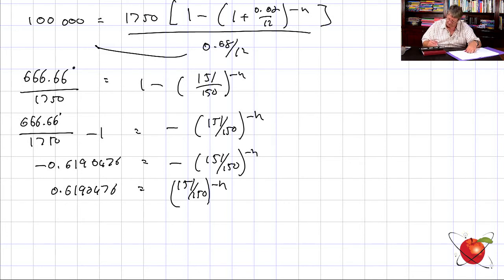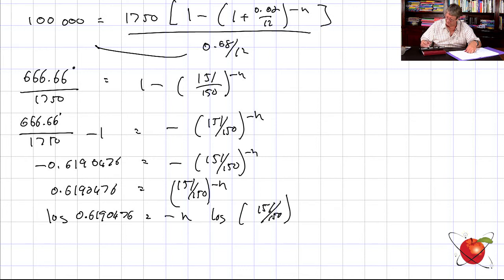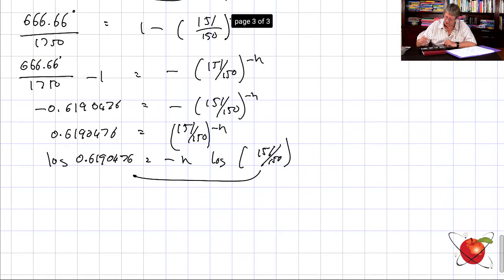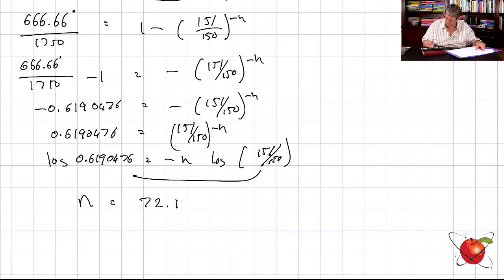Take logs on both sides. Therefore, the log of 0.6190476 is equal to minus n times the log of 151 over 150. And I'm basically just going to divide through by that. And we end up with n equal to, and you'll find your log comes negative and you change sign. So n is going to be equal to 72.17548767.